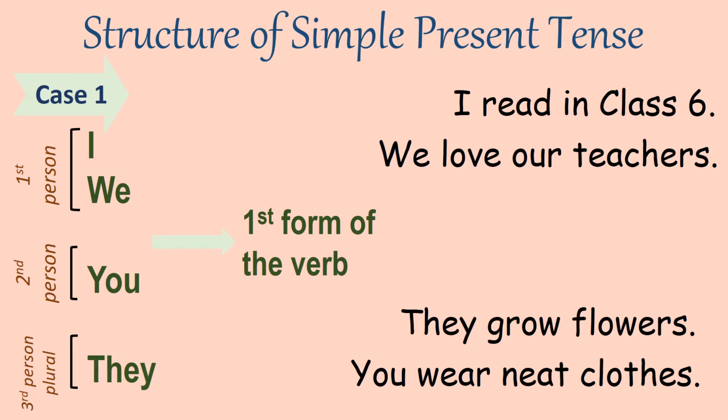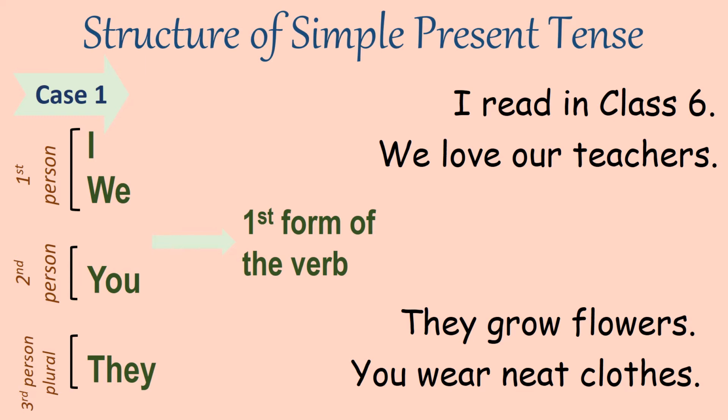For example, I write neatly. The first form of the verb is used. You write neatly. They read books. They play cricket. The cats drink milk. So you see, only the first form of the verb is used. And all of these sentences are in the simple present tense.